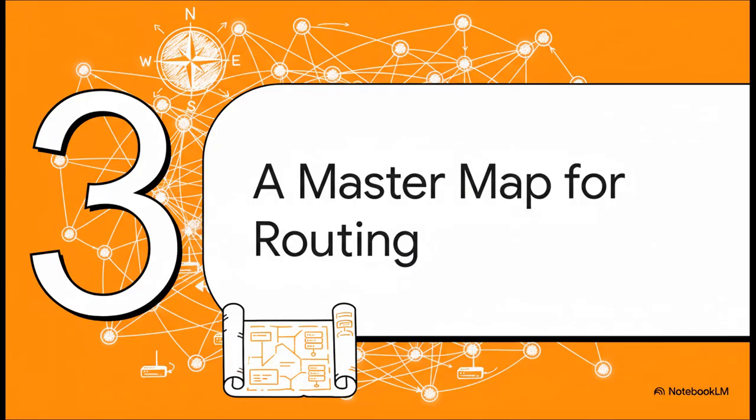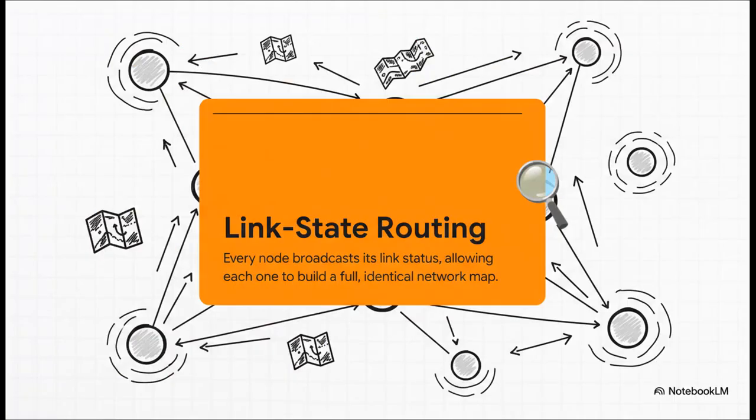So, to solve this whole slow news problem, a completely different philosophy was needed. What if, instead of asking for directions piece by piece, what if every single router had a complete, up-to-the-minute map of the entire network? Well, that's exactly what link state routing does. Instead of only talking to its neighbors, every router broadcasts information about its own direct connections, its link state, to every other router on the network. This way, everyone can build their own identical, complete map of the whole shebang.